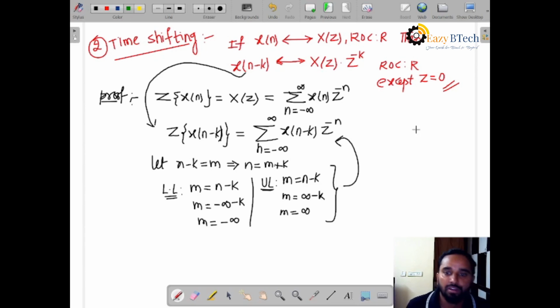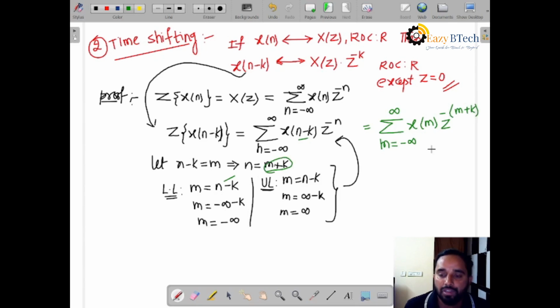By the substitution, now summation m is equal to minus infinity to plus infinity. Here x of m, because n minus k is m, and z power minus n. Here, what is n? m plus k. So z power minus (m plus k) we can write as z power minus m times z power minus k. Z power minus k we can write outside because the summation is over m. So m is minus infinity to plus infinity, x of m z power minus m.